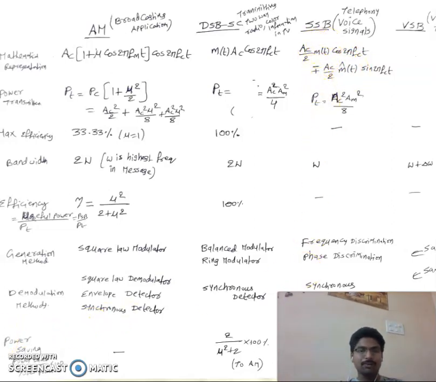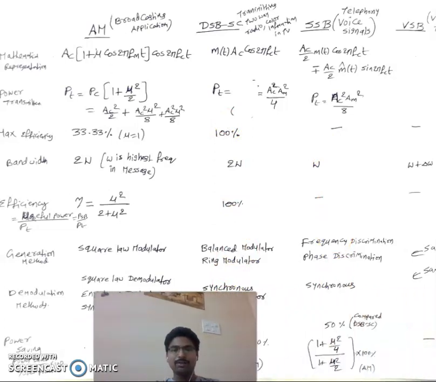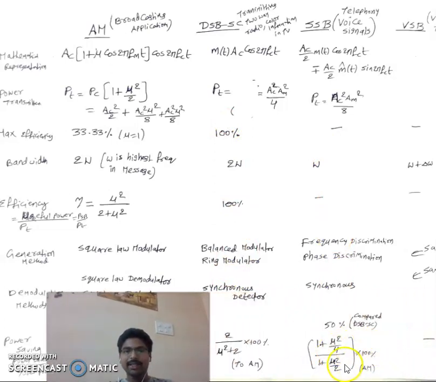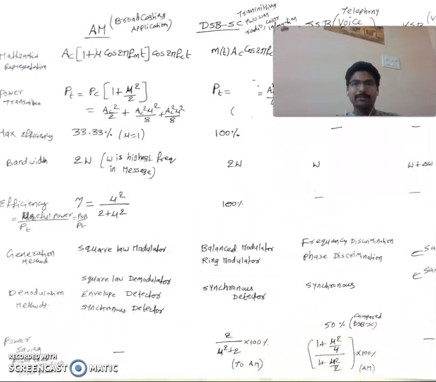Right. Now this is the power saving. How much power is saved in DSBSC when compared to AM? The formula is power saving equal to power saved by total power into 100. In DSBSC, how much power are we saving? We are saving the carrier power. So carrier power PC by total power, which is PC into 1 plus mu square by 2. So PC gets cancelled, and we get 2 by mu square plus 2 here.